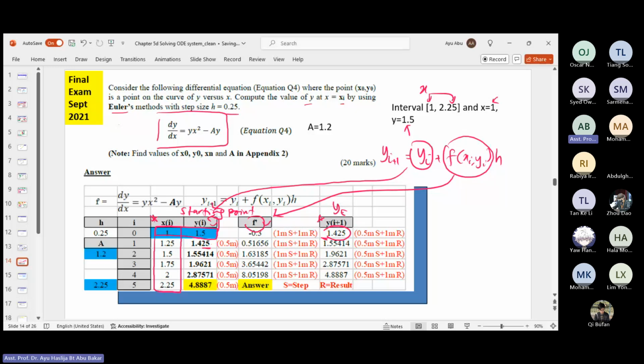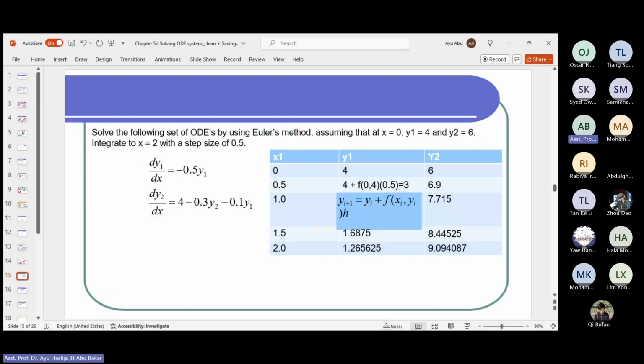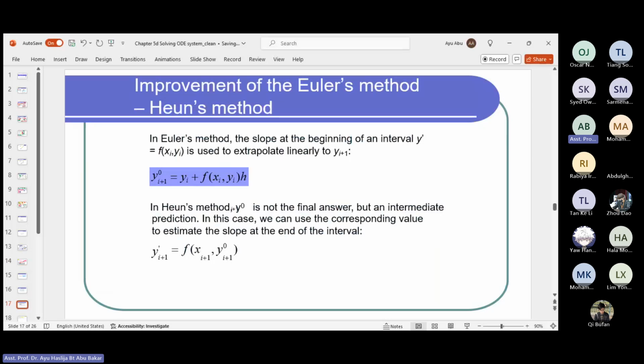Okay, this one we just discussed. I just explained Heun's method. Heun's method will not be asked in the final exam, only Euler's. But Heun's method is the improvement of Euler's method. I explain Heun's first before we do the next final exam question.